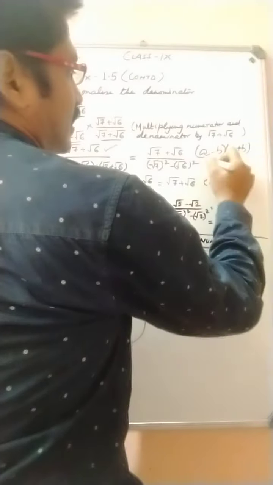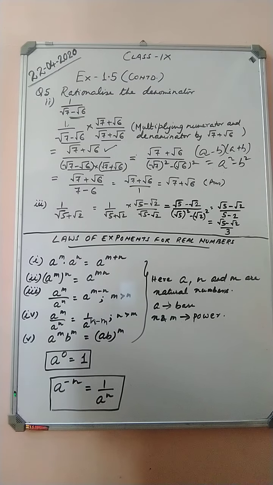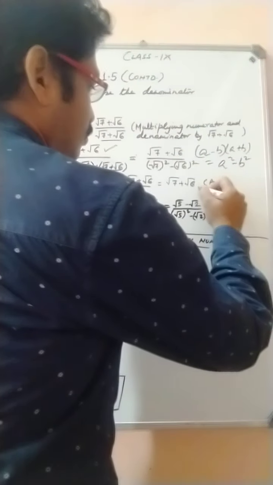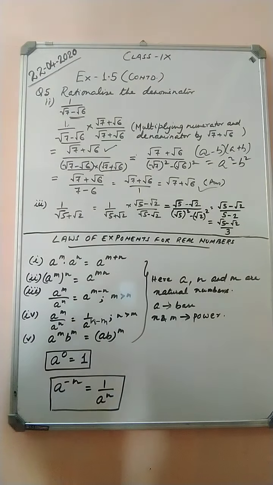So it is root 7 square minus root 6 square. Root 7 square is 7, whereas root 6 square is 6. So 7 minus 6 is 1. So the answer is root 7 plus root 6. So here the denominator is rationalized.